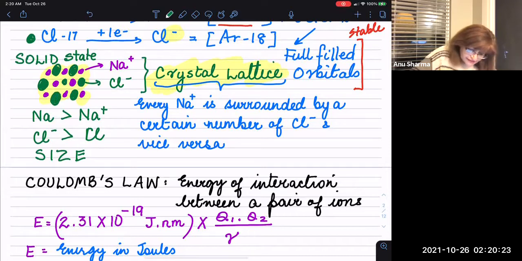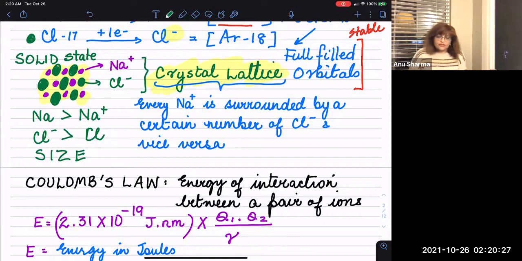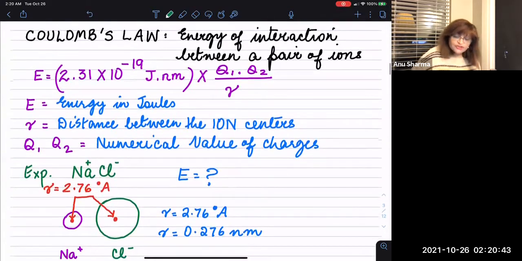So this lattice energy or the lattice structure or crystal lattice, it's very specific. No 2 ionic compounds can have the same crystal. It all depends on the size and the nature of the anions and the cations. Okay, so now let's look at this. It has been measured, and that's called Coulomb's law, where the energy of the interactions between the pair of ions has been measured.